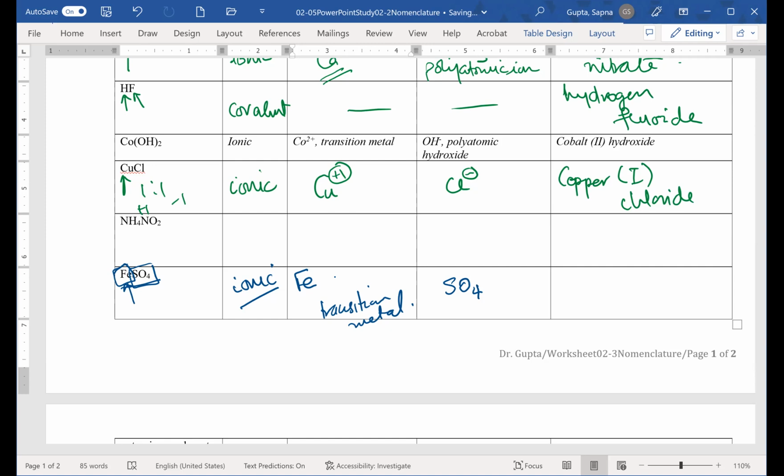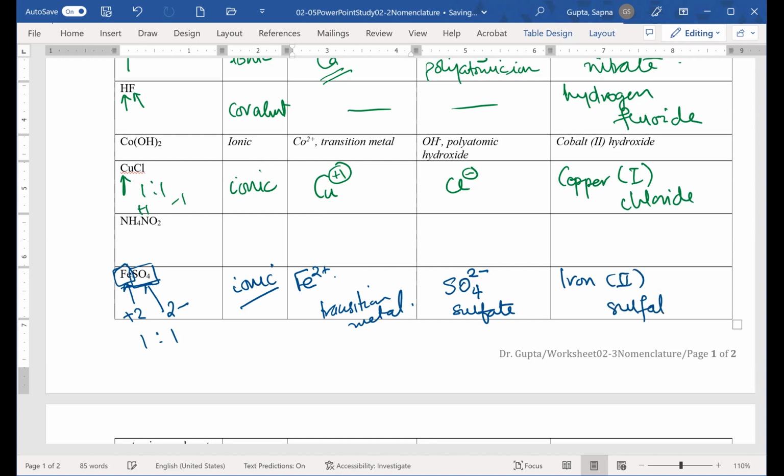Okay, so once you have the SO4, you have to know the charge yourself because, as I said, you have to memorize that. So SO4 is actually 2-, okay? That's the sulfate. So if sulfate is 2- and the iron to sulfate ratio is 1:1, then iron must be +2. So this is +2 or 2+, however you want to write that. So now the name becomes iron(II) sulfate.